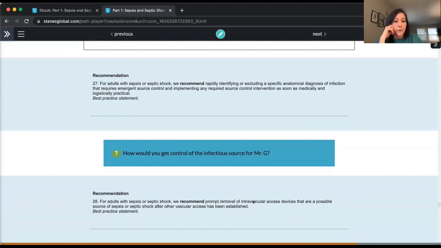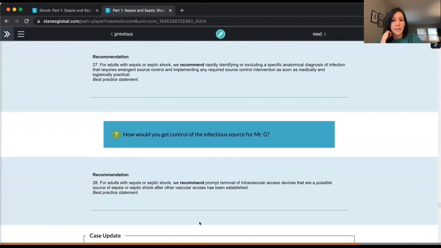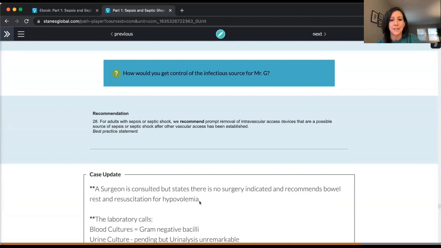We recommend prompt removal of IV access devices that are a possible source of sepsis or septic shock after other vascular access has been established. Does Mr. G have a vascular access device that we can remove? He doesn't, does he? If we had put in a central line, would we take it out? Do you want to comment on that, Dr. Meem? I know you have a lot of experience with these lines. Well, we've just started taking care of this patient. So any of the lines we put in, whether they're a peripheral IV or a central line or art line, none of these things would be suspect as a nidus of infection or source of infection. Right, his infection was there prior to the insertion of the device, isn't it? Exactly. If he came with existing IVs or an old central line, of course, yes.